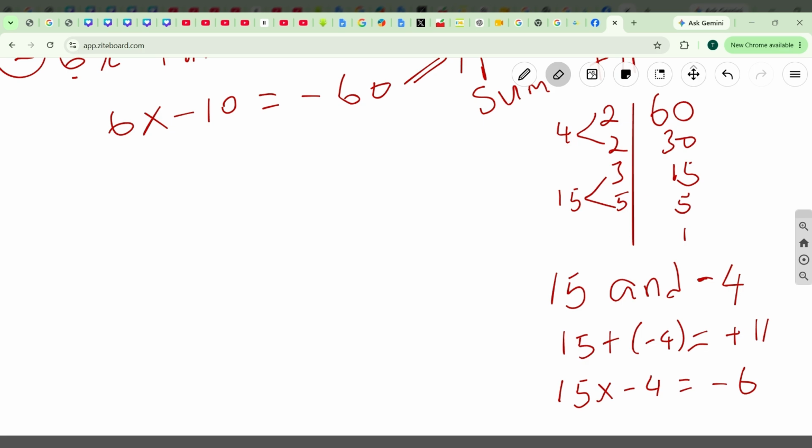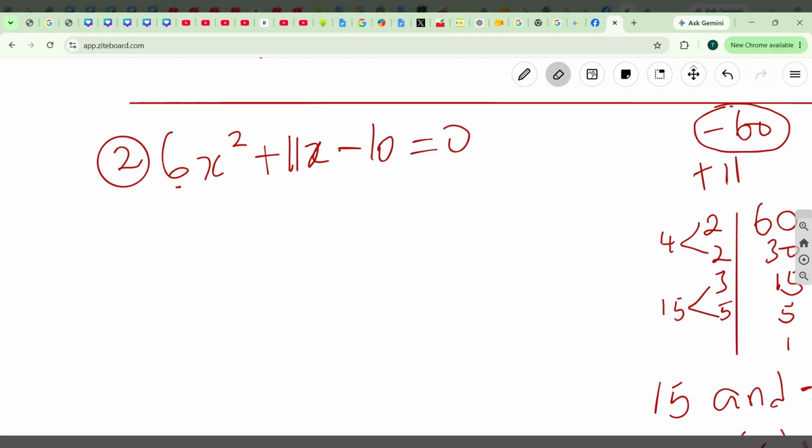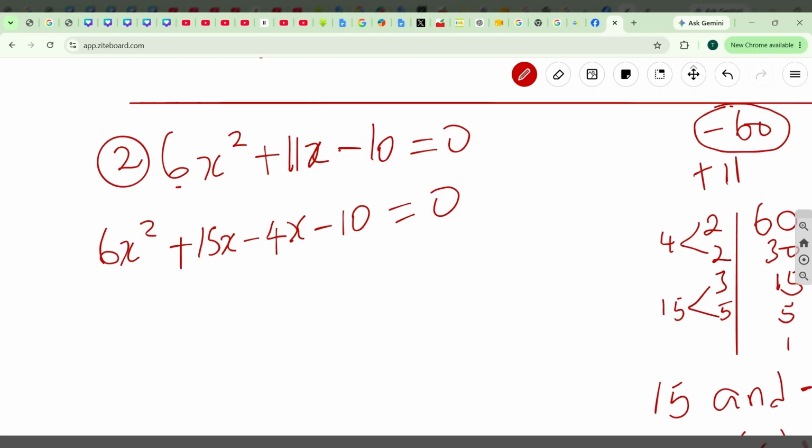All right, here we go. So we know that we have 15 and negative 4. Okay, let's work that out. So this is going to give us 6x squared plus 15x minus, that's negative 4, minus 10 is equal to 0. So I just substitute that value for 11x.